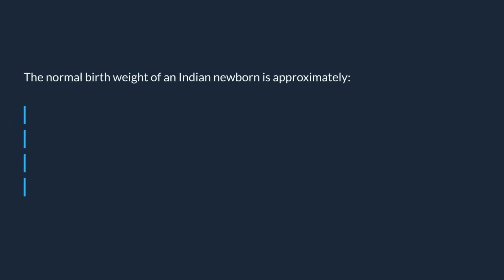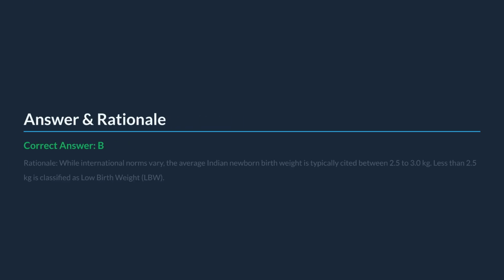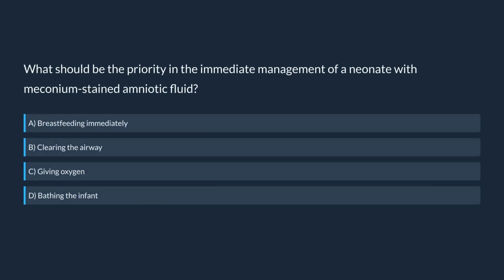The normal birth weight of an Indian newborn is approximately what range? The correct answer is B. The average Indian newborn birth weight is typically between 2.5 to 3.0 kilograms, with weights less than 2.5 kilograms classified as low birth weight.